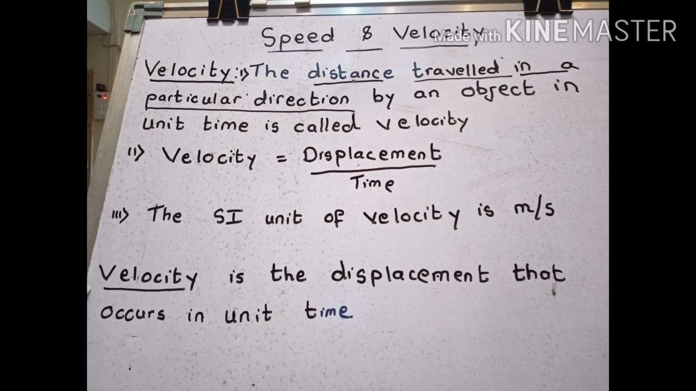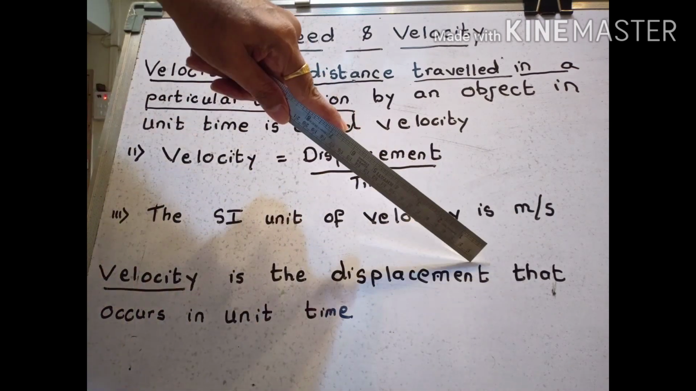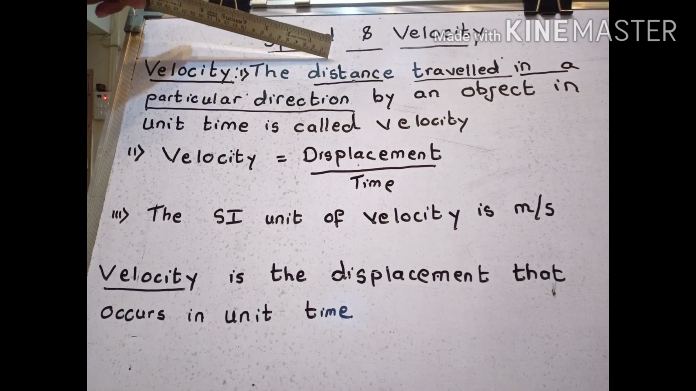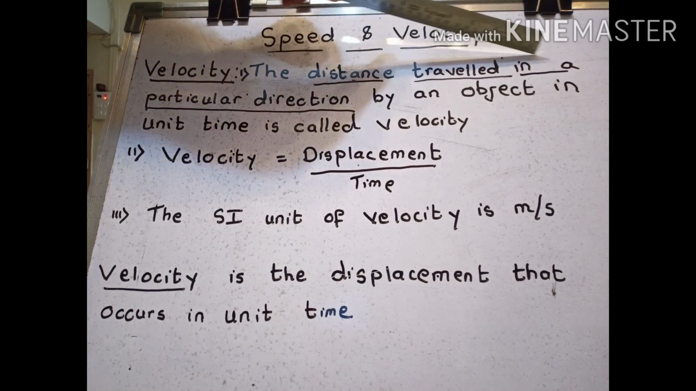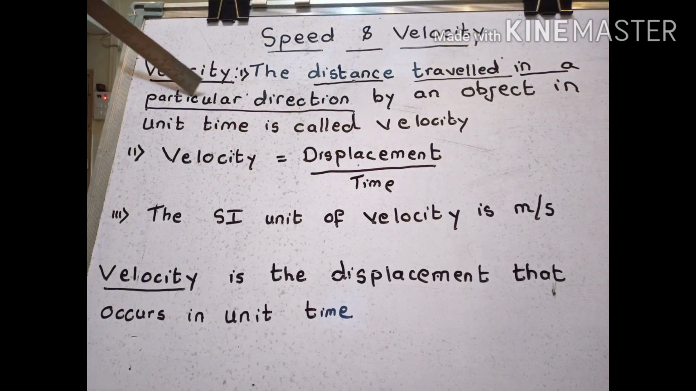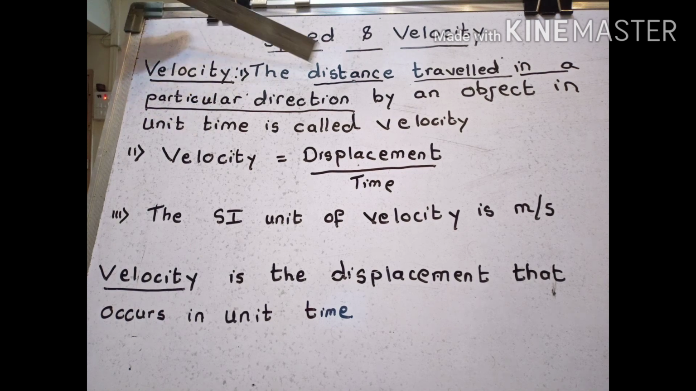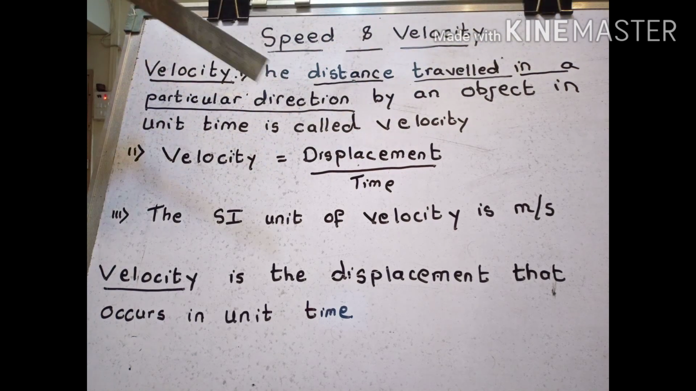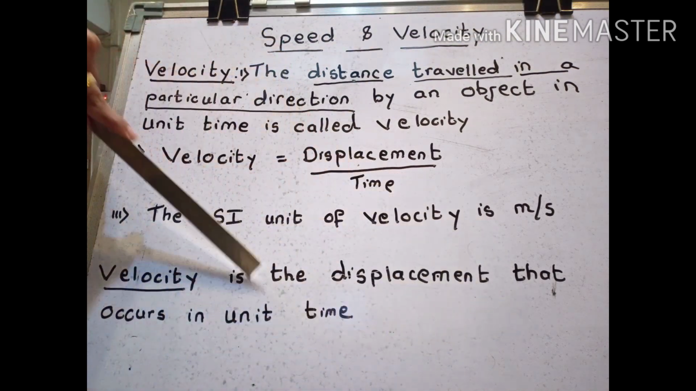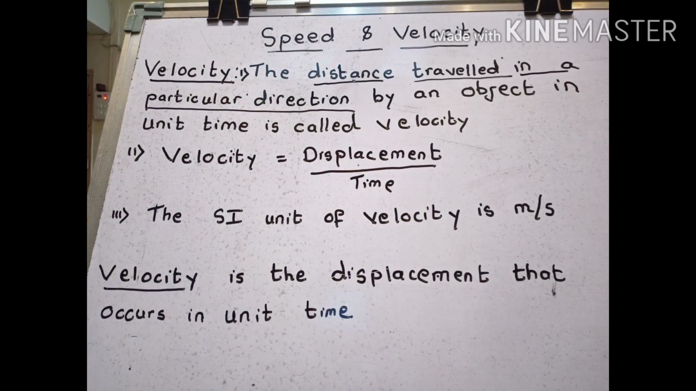That is why I have written the simplified definition here. Velocity is the displacement that occurs in unit time. Displacement is a single word for distance traveled in a particular direction, right? Instead of saying distance traveled in a particular direction, one word is enough, that is displacement, right?